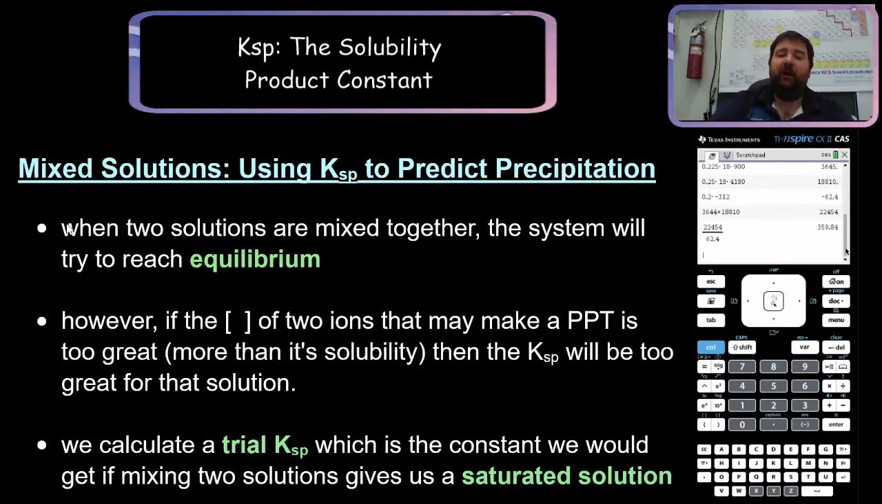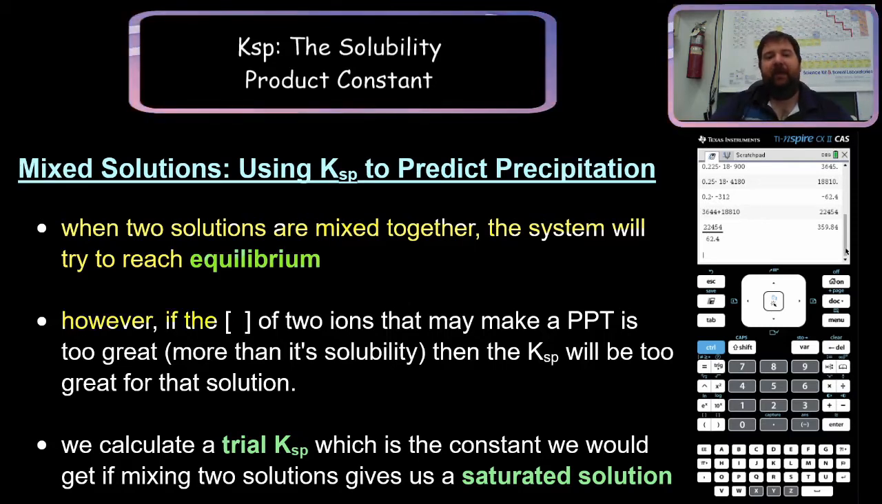So, mixed solutions, of course, we're talking about when two solutions are mixed together. You have maybe a solution of salt and a solution of sugar, salt water and sugar water, two different ones, and we pour them into the same beaker. Well, that's mixing two solutions together. When you do that, the system is going to try to reach equilibrium.